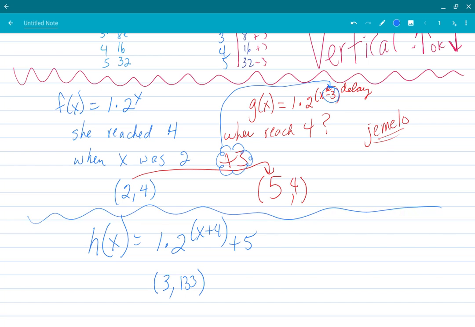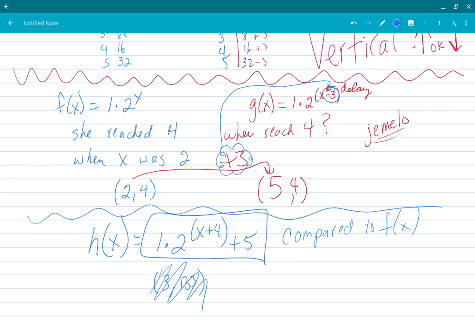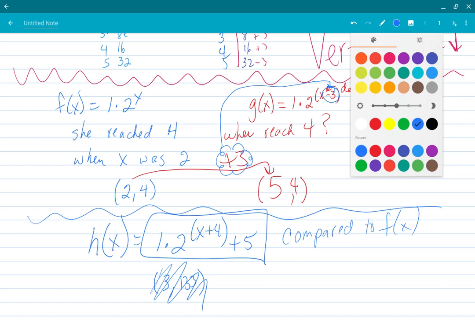Oh, I know what I was going to ask. Okay, scratch this. How does that work? Ready? What is this translation compared to F? Compared to F, which F? We have several. Yeah, this one here.